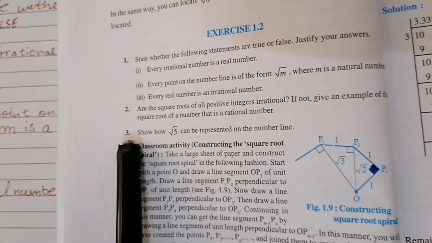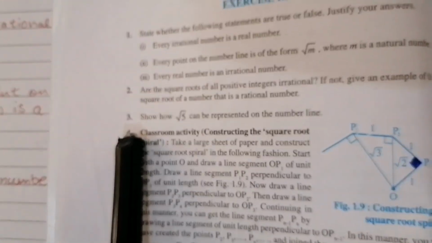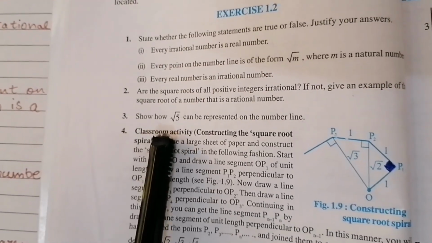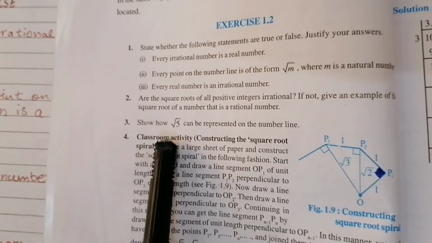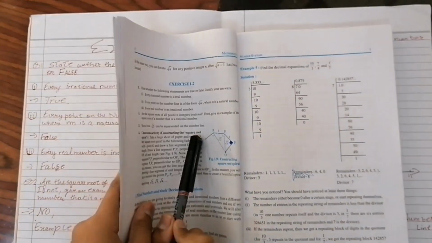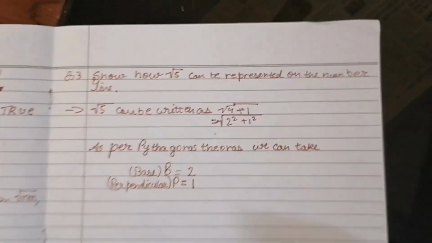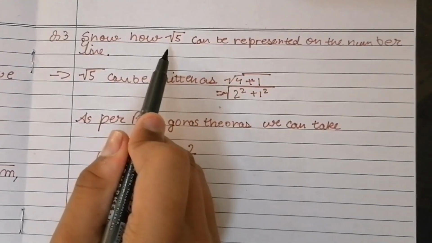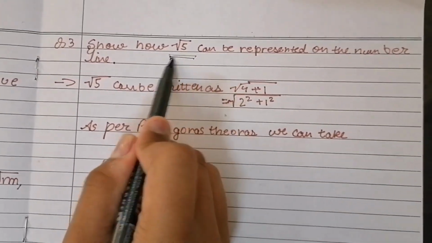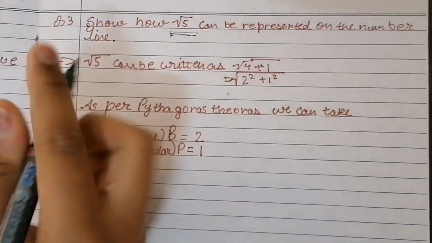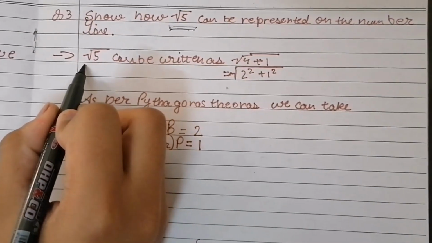Now guys, let's start question number 3. The third question is, show how under root 5 can be represented on the number line. It is also very easy. Now I will show you how it can be done. First, the number we have to show on the number line is under root 5. So we will distribute it in parts.